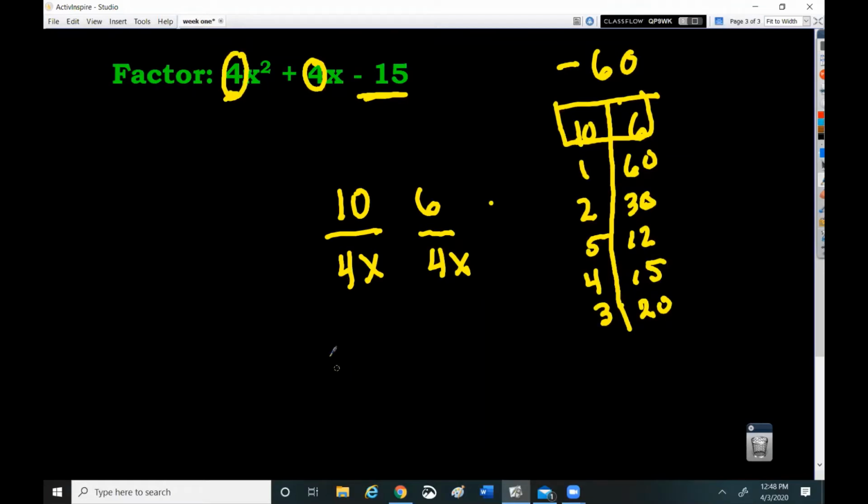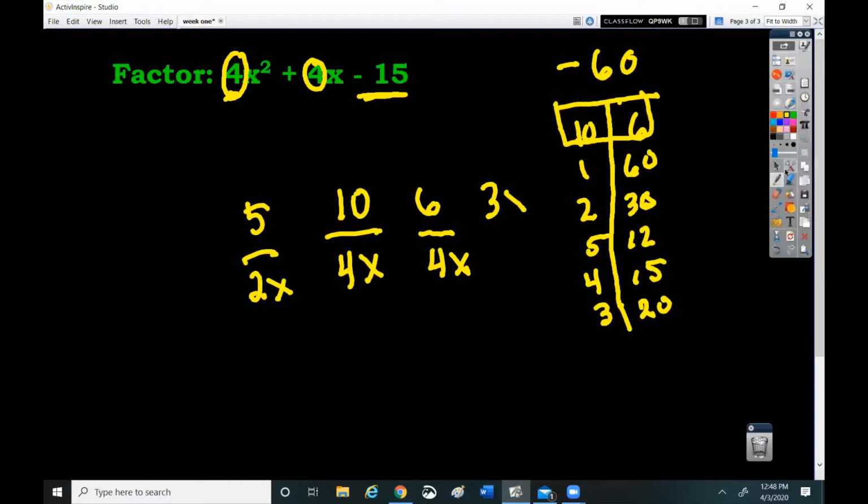So we're going to do it like this. It's really not dividing, it's just a way to set this thing up, because what number can I simplify 10 and 4 by? 2. 2 divided into 10 is 5, and 2 goes into 4 two times. Let's do the same thing here. 6 divided by 2 is 3, and 4 divided by 2 is 2, so that's going to be 2x.